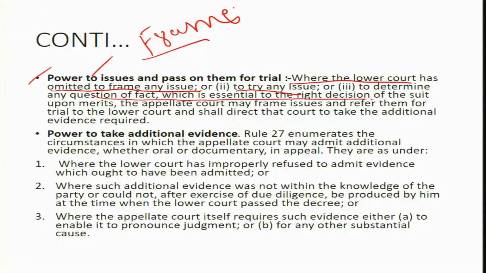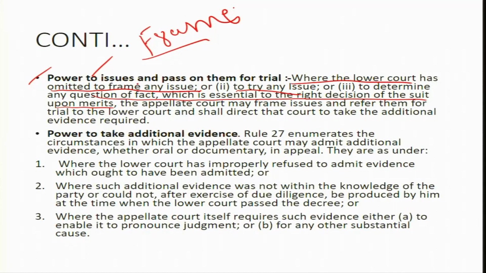Sometimes this kind of mistake covers unforeseen circumstances also. I am not saying this happens in all cases, but it can happen. The court can omit to frame any issues, the court may not try any issue, or may not determine any question of fact which is essential to the right decision of the suit upon merit. The court has to finalize what is essential; your argument and your evidence will make it important, and that is the real point of controversy.